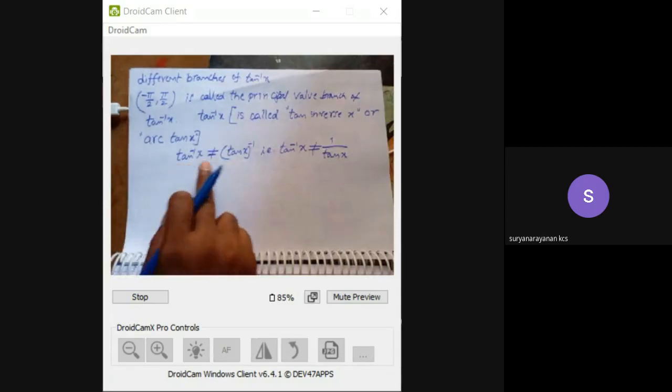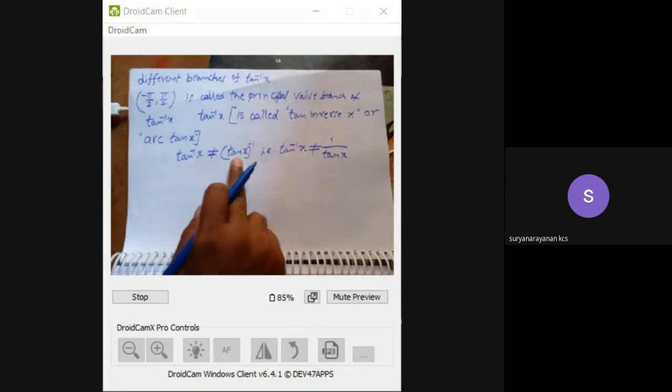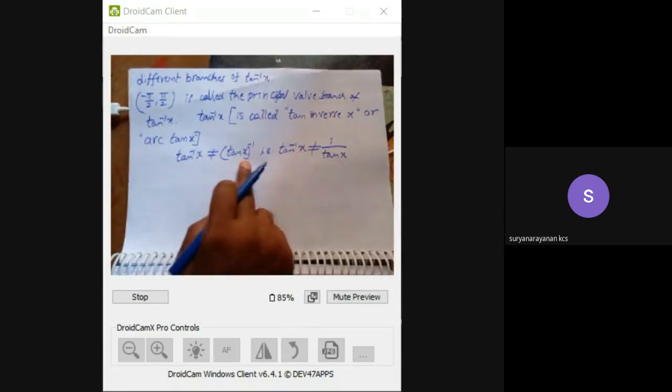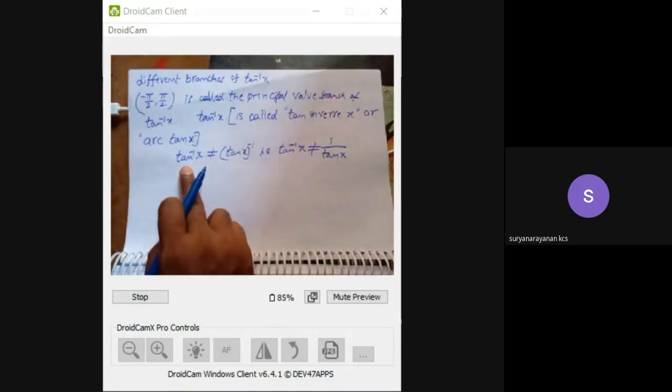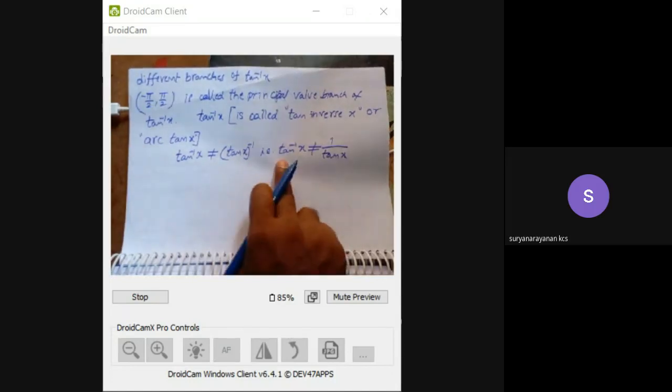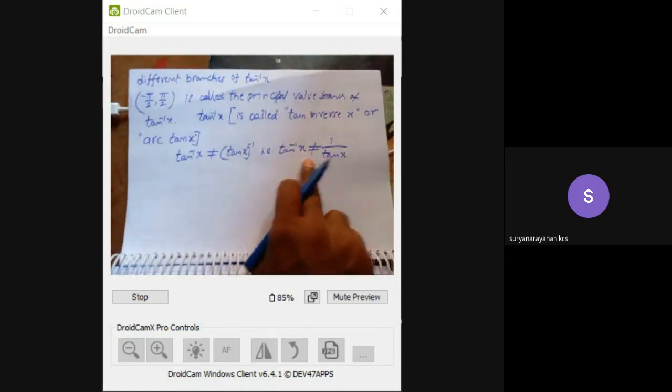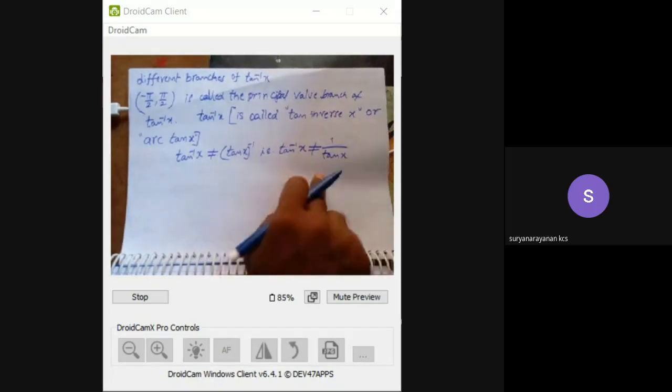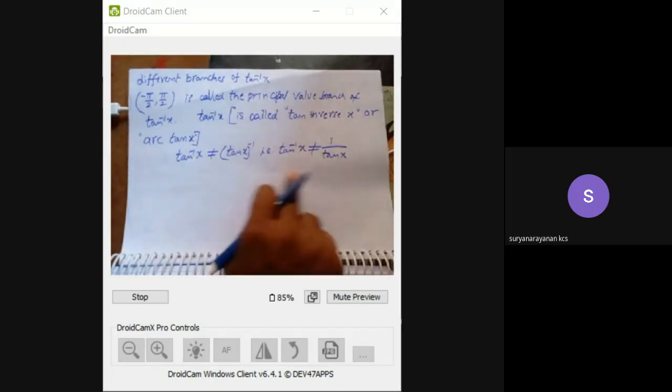And moreover, tan inverse x is not equal to tan x whole inverse. Don't be confused here. This is an inverse trigonometric function. This is a reciprocal of tan x. That is, tan inverse x is not equal to 1 by tan x. Okay, my children, remember this point also.